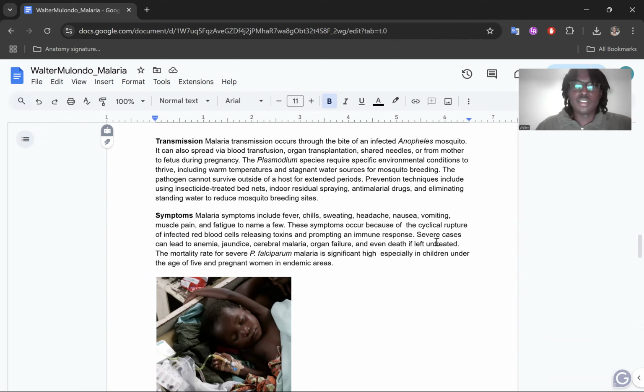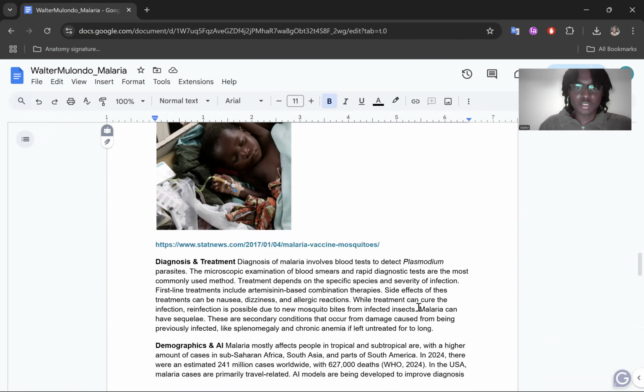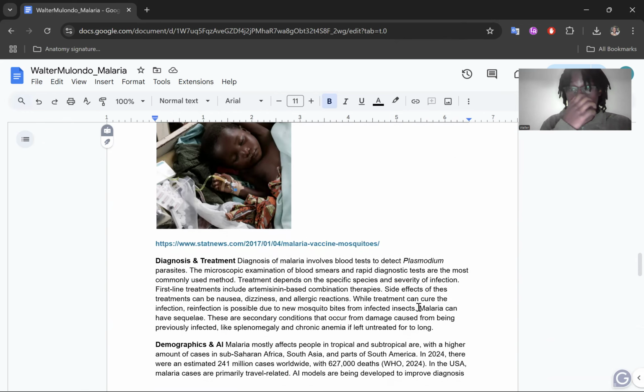Severe cases can lead to anemia, jaundice, cerebral malaria, organ failure, or even death. The mortality rate for P. falciparum malaria is significantly high, especially in children under the age of 5 and pregnant women in endemic areas, like I said earlier, of sub-Saharan Africa.